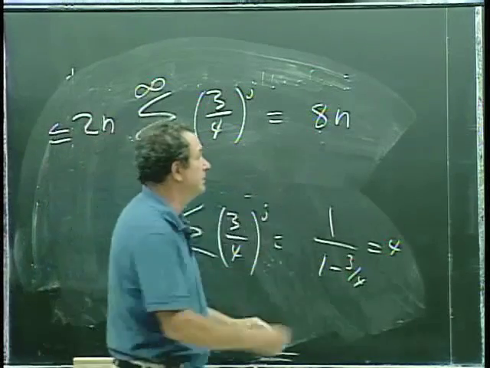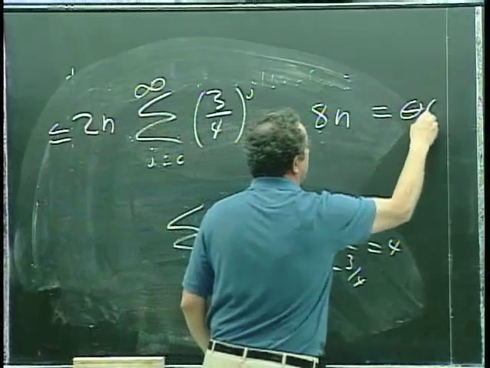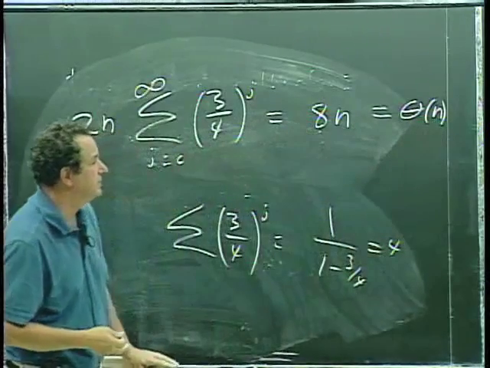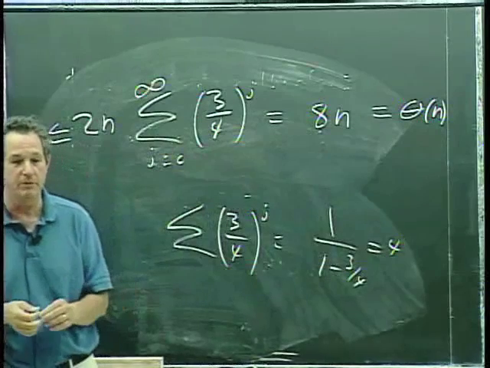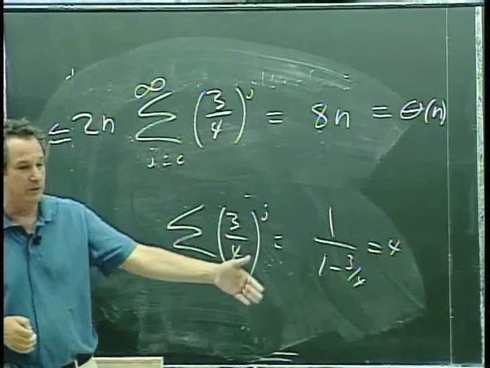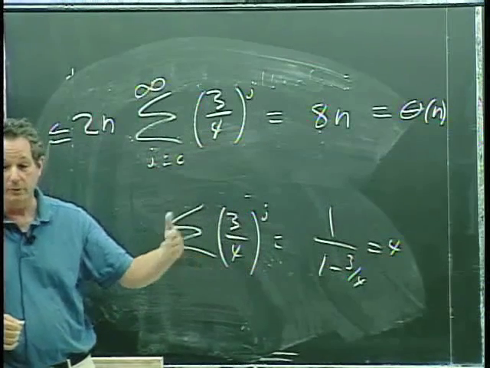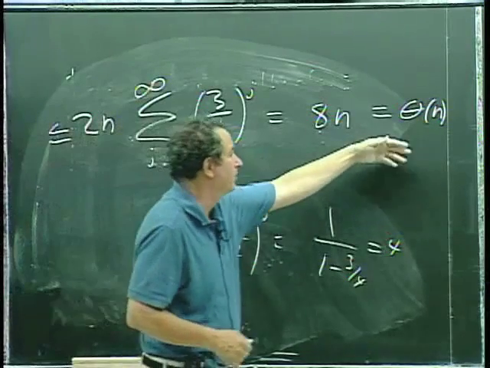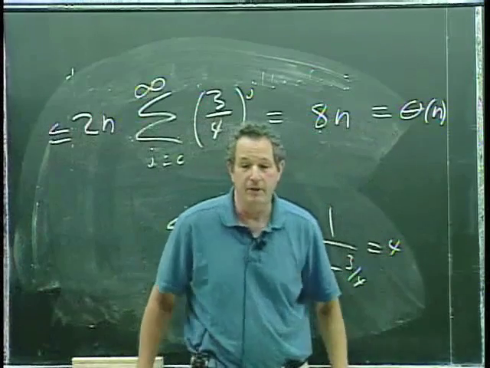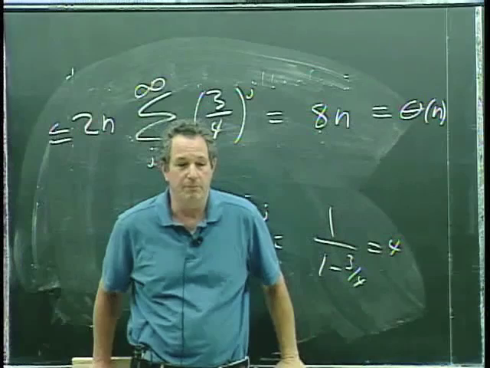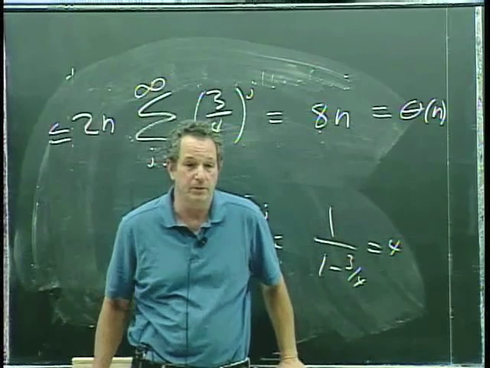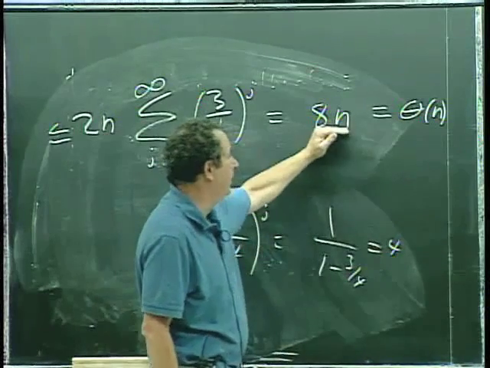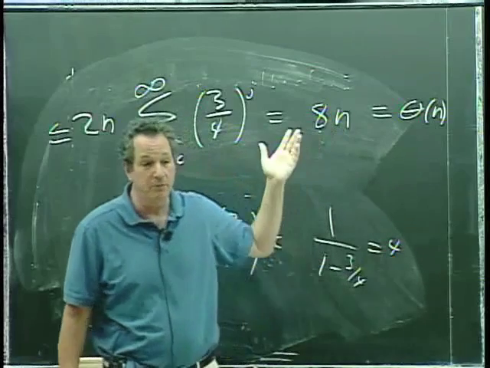Okay? 8n is theta n. Now, the analysis was sloppy in a number of places, but we always made the sloppiness on the right side. We always were looking for a bound from above on the number of comparisons, or the expected number of comparisons that were done. And whenever we were sloppy, it was on the right side. So this 8n is actually, the 8 is probably too big.